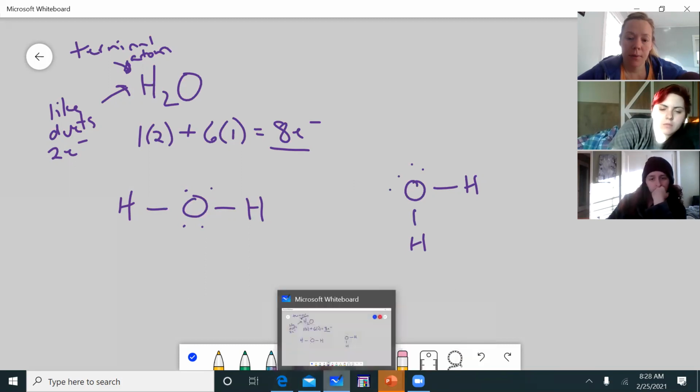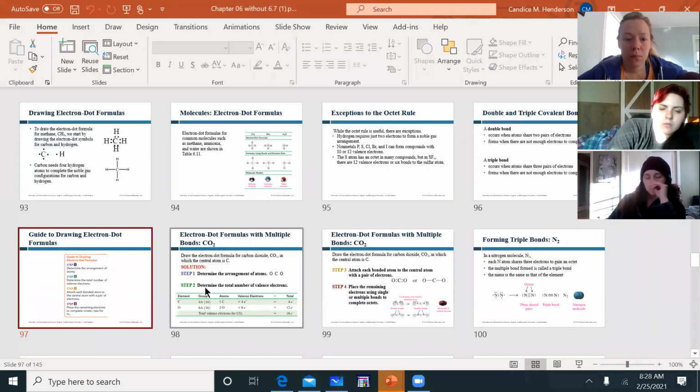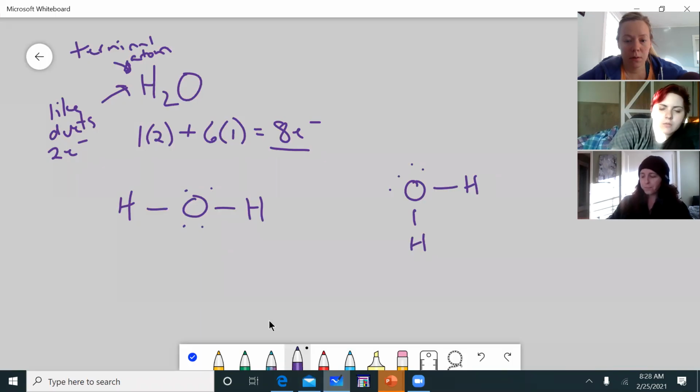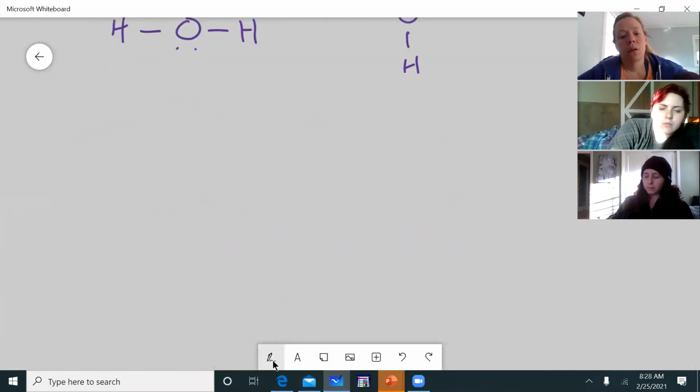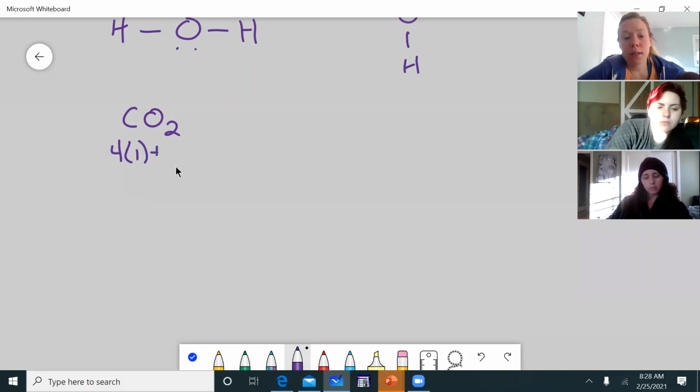So let me hop back to the slides real quick. So we're going to look at CO2. Okay, first thing we do is add up all the valence electrons we get to play around with. So carbon gives 4 electrons because it's in column 4. There's only one of them. Oxygen gives 6 electrons because it's in column 6, and there are 2 of them. So 12 plus 4, this is a total of 16 electrons.